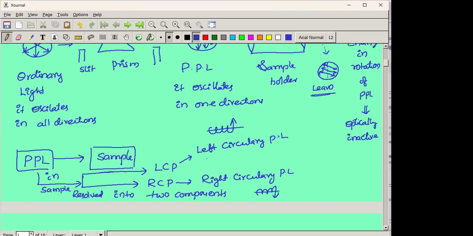So which one has a maximum velocity in the sample? If both are resolved into the two components and both have the same velocity, then there is no optical activity. If one has a higher velocity, the other has a lower velocity. The one with higher velocity, that radiation or light comes out of the sample first, so we can detect it, either right circularly polarized light or left circularly polarized light.